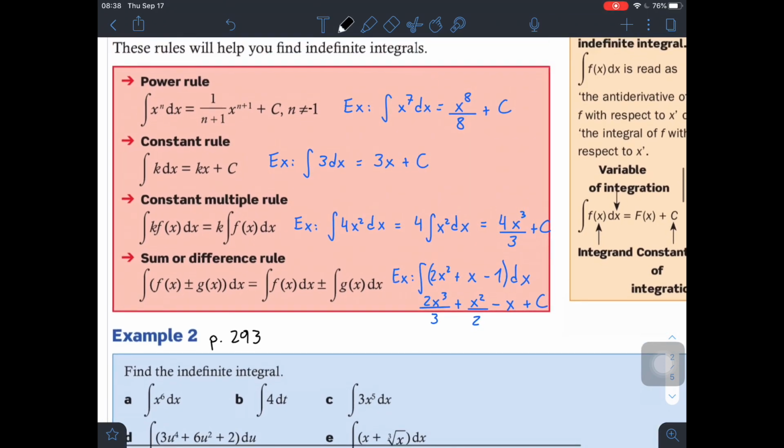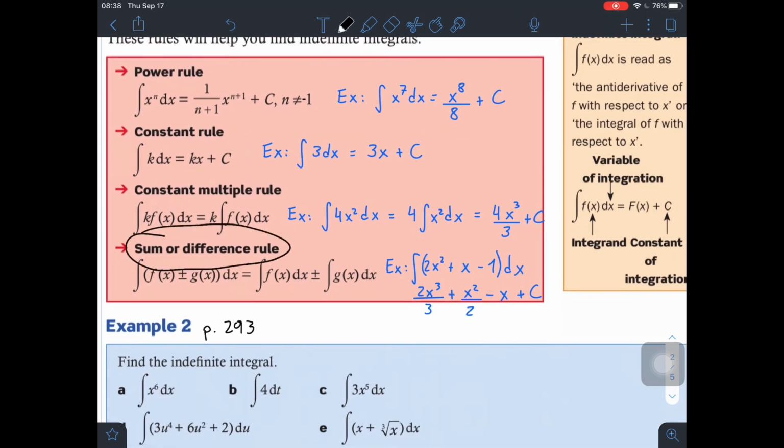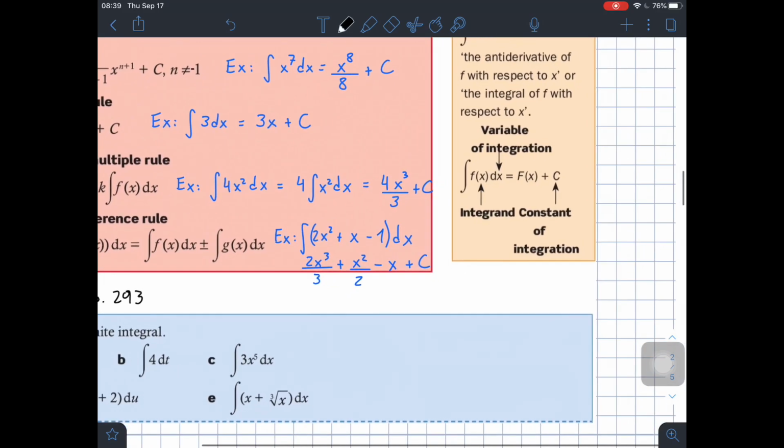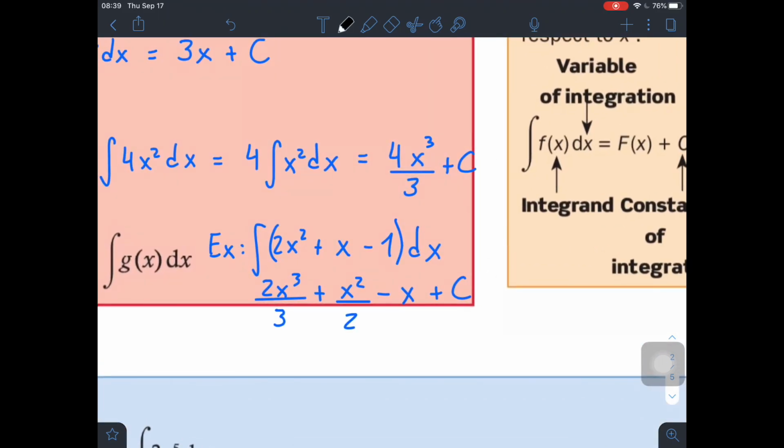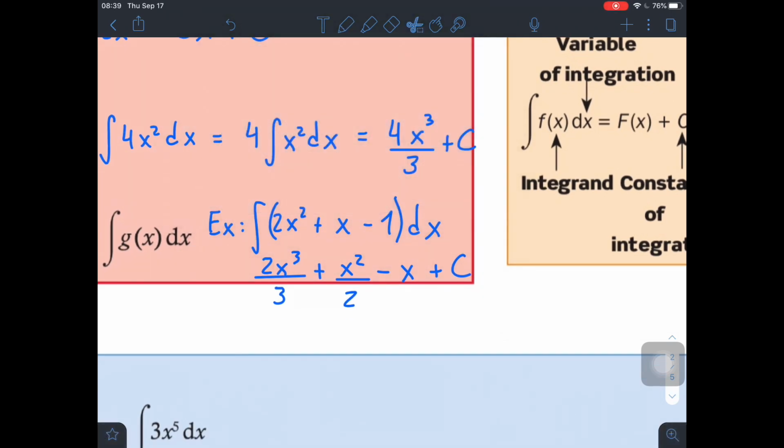Finally, the last rule is the sum or difference rule, which says that if I have the integral of a function plus or minus another function, then I can separate this integral into two different integrals. I can do the integral of f of x dx and then plus or minus the integral of g of x dx. For example, if you look at this expression, the integral of 2x squared plus x minus 1, I can separate this and work as, let me write one step more here just to make this clear.